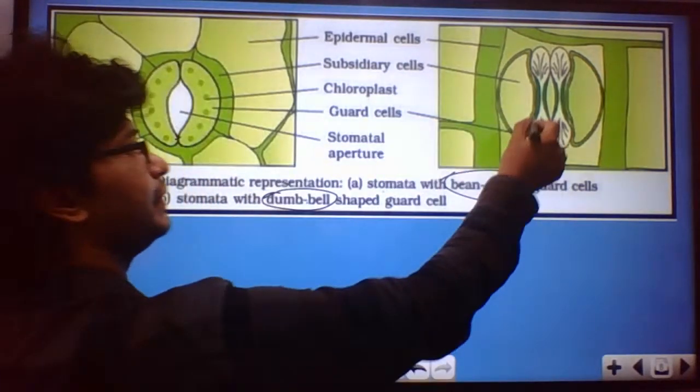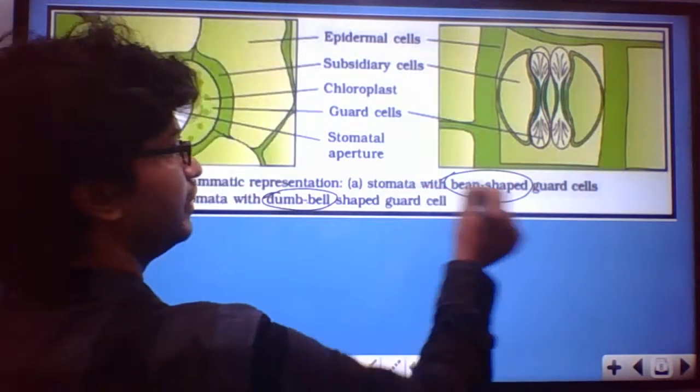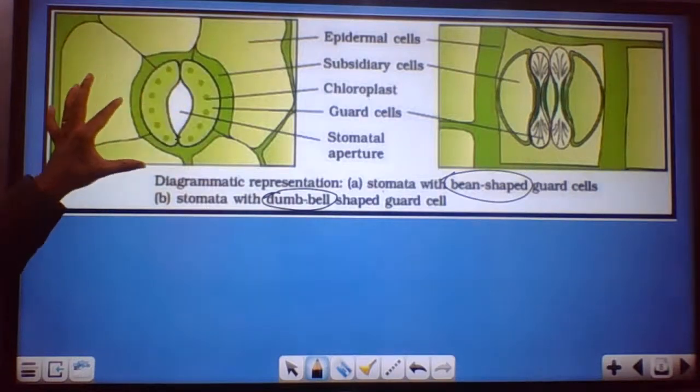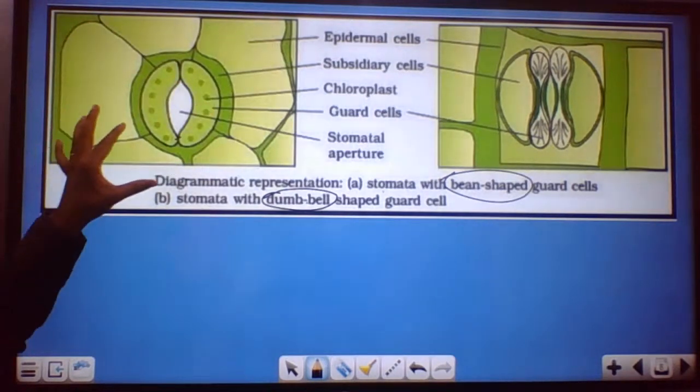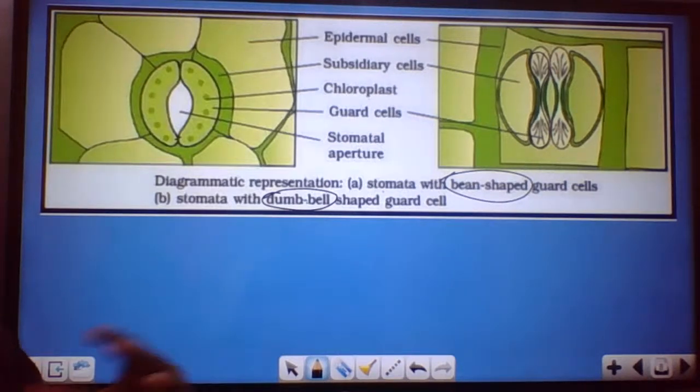But just because here it looked like the dumbbell shape structure that you could see in case of the monocots, but in dicots you could see the bean shape structure by looking at the surface. But now we're going to discuss the structure of stomata. There are three categories by which the stomata can be classified.